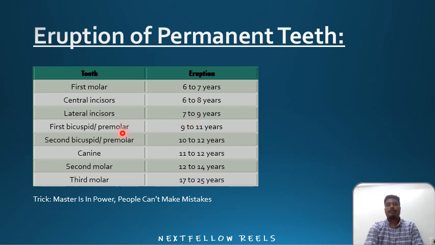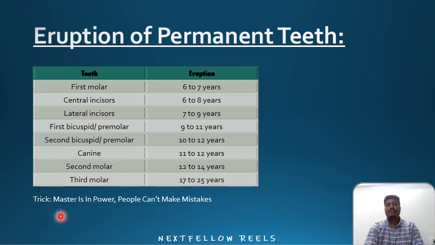Then the first premolar erupts at the age of 9 to 11 years. Then the second premolar erupts at the age of 10 to 12 years. Then the canine erupts at the age of 11 to 12 years. The second molar erupts at the age of 12 to 14 years. And the third molar erupts at the age of 17 to 25 years.